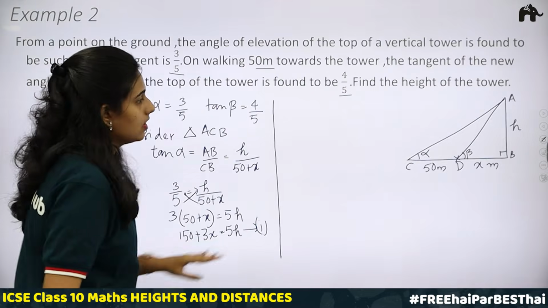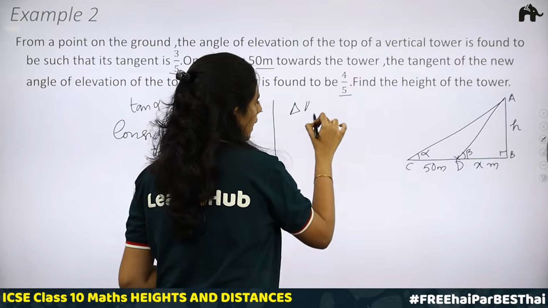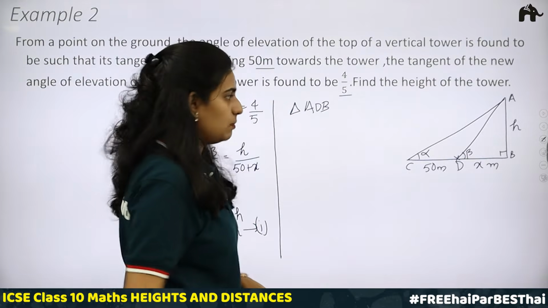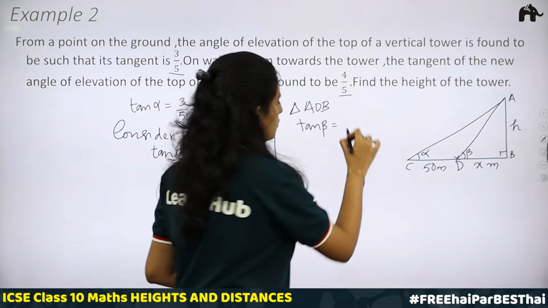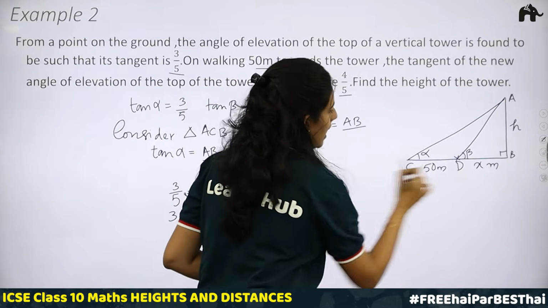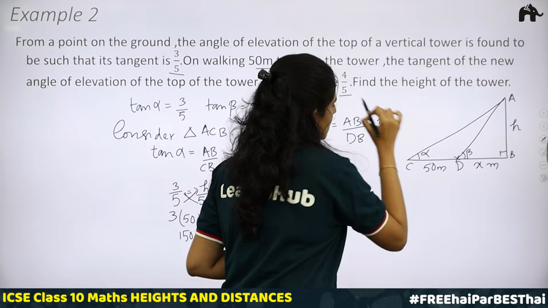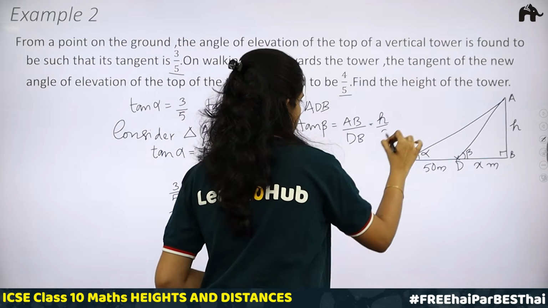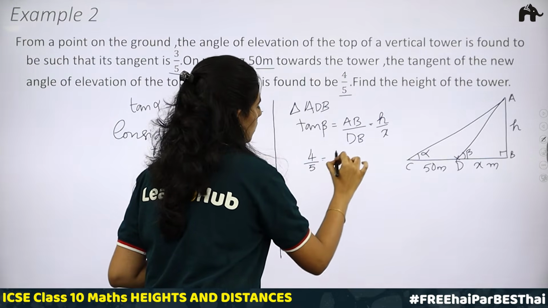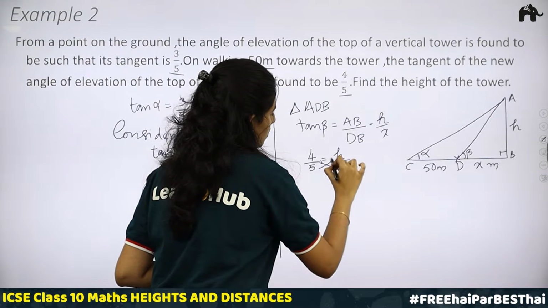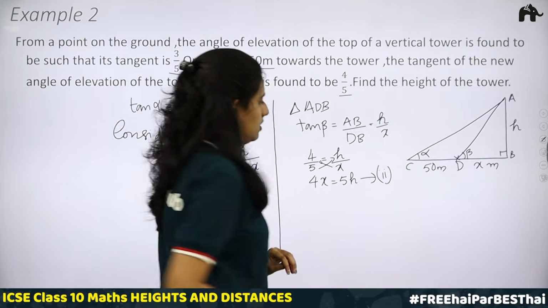We take this as the first equation, Equation 1. Now, consider the second triangle ADB. In triangle ADB, we have angle beta. Tan beta will be equal to opposite by adjacent. Here opposite is AB divided by adjacent DB. AB is taken as h and DB is equal to x. What is tan beta? Tan beta is equal to 4 by 5. Therefore, 4 by 5 is equal to h divided by x. On cross multiplying, we get 4x is equal to 5h. This is our second equation. Now, comparing 1 and 2.